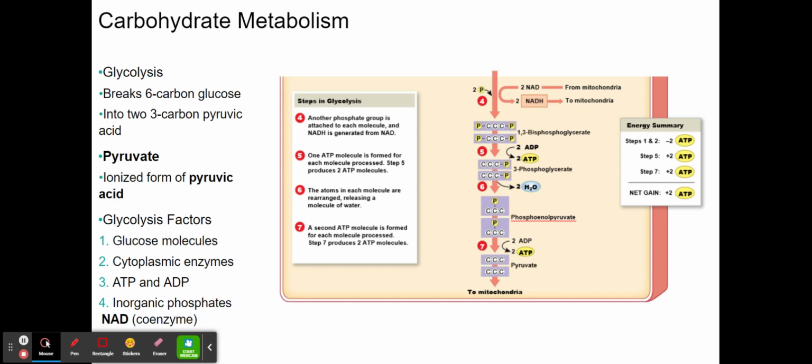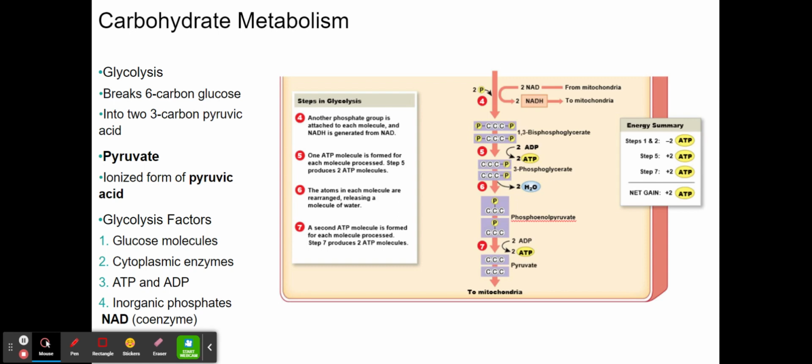Glycolysis begins when an enzyme phosphorylates, that is, attaches a phosphate group to the last or 6th carbon atom of a glucose molecule, creating glucose 6-phosphate. This step costs the cell 1 ATP molecule. It has two important results. 1, it traps the glucose molecule within the cell because phosphorylated glucose cannot cross the plasma membrane. And 2, it prepares the glucose molecule for further biochemical reactions.